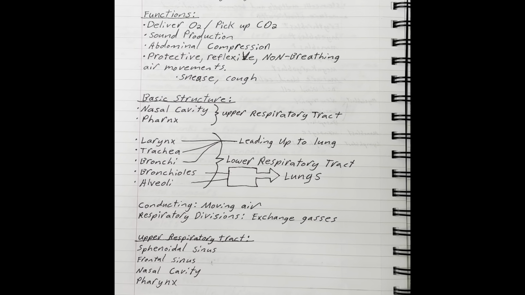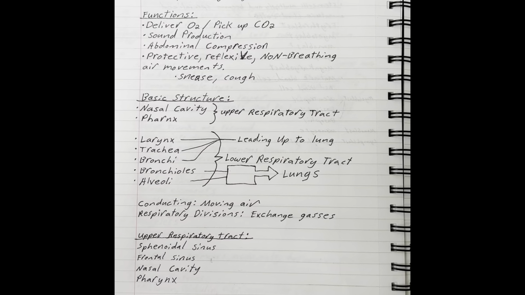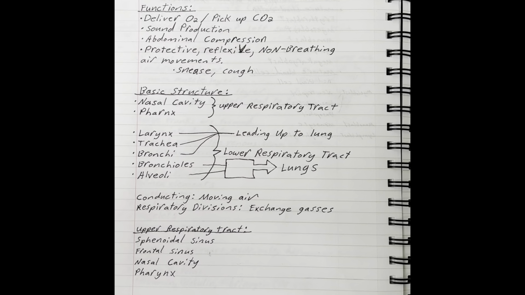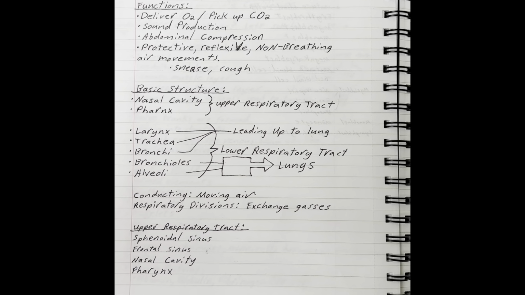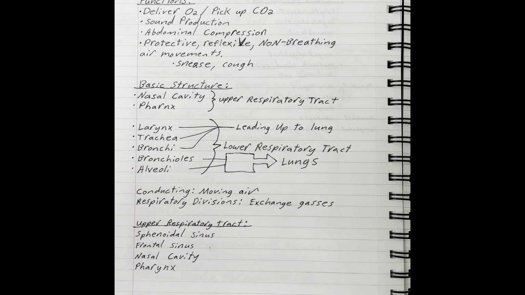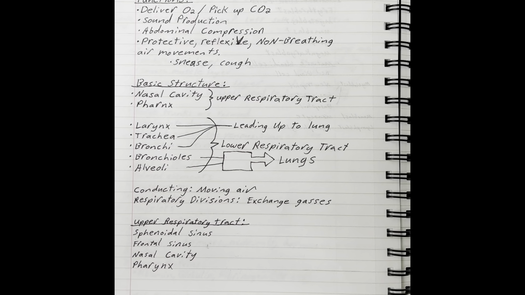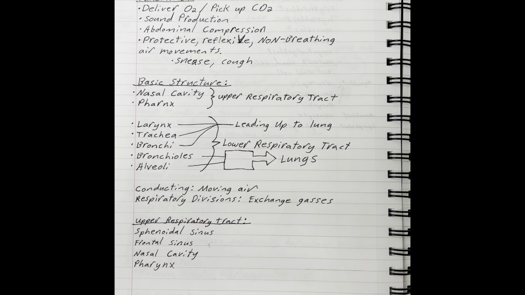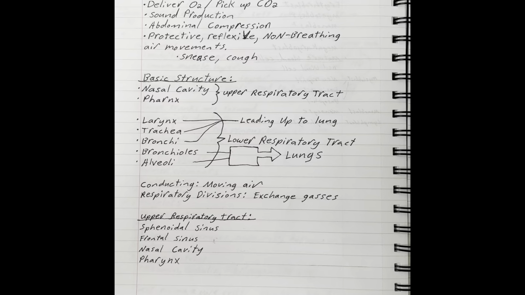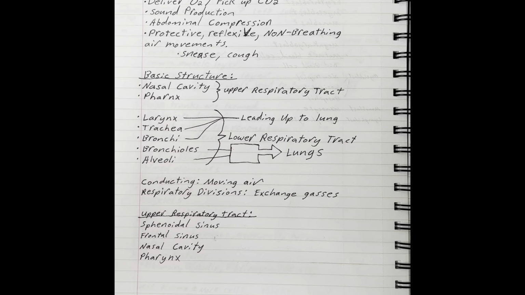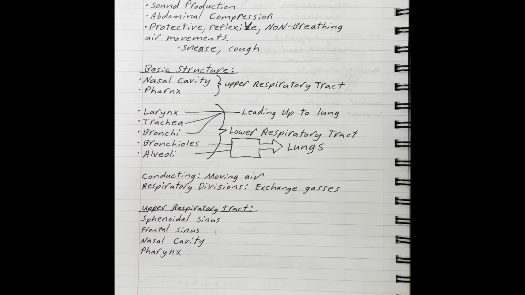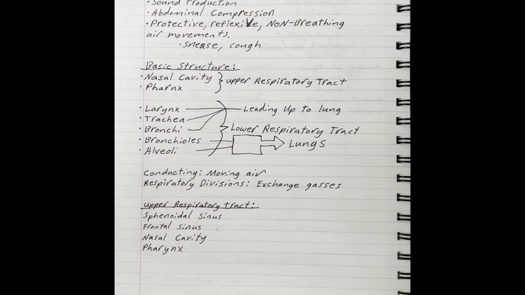This is human anatomy, respiratory system notes. Functions of the respiratory system: deliver oxygen and pick up CO2, sound production, abdominal compression, and protective reflexive non-breathing air movement, such as sneezes and coughs.